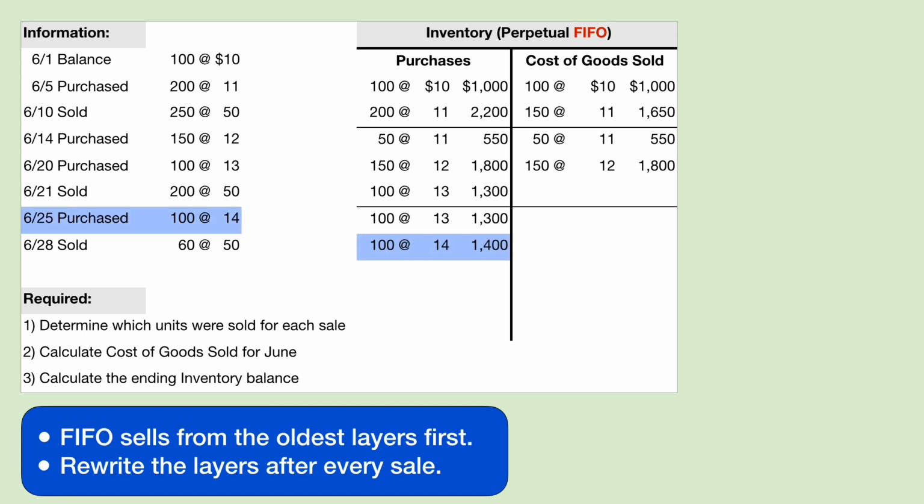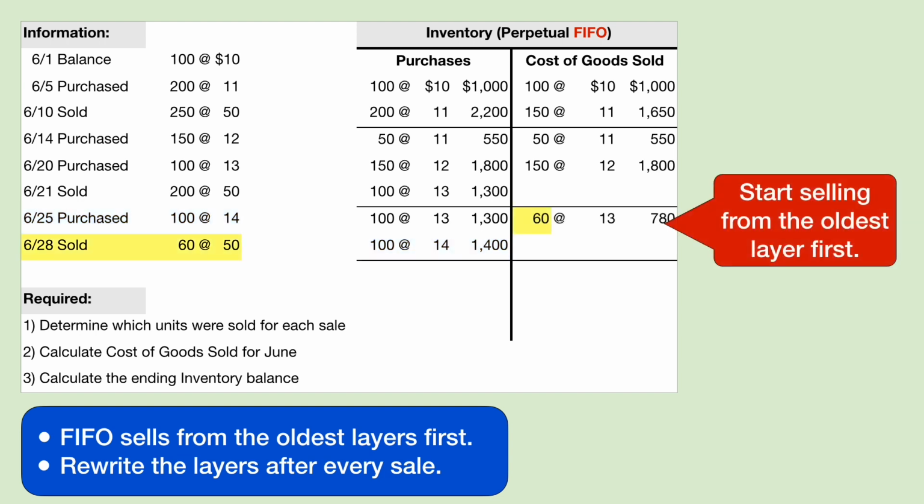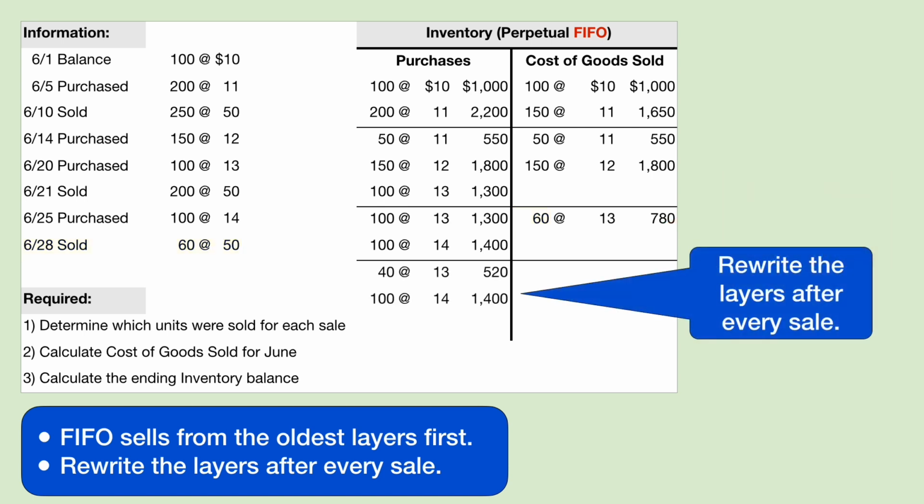What happened next? We purchased 100 units at a cost of 14. So now we have two layers again. What happened next? We sold 60. We have two layers and we sold 60 units. We have to start selling from the oldest layer, so that's layer 1. We rewrite the layers after every sale. So now we have two layers.